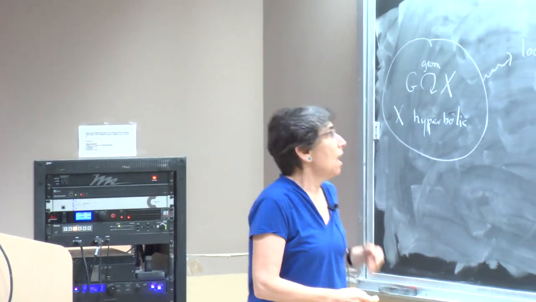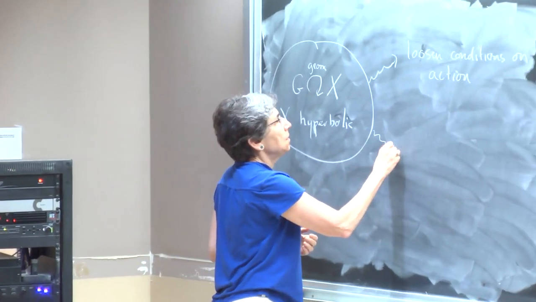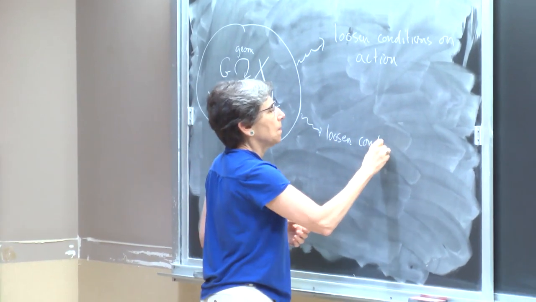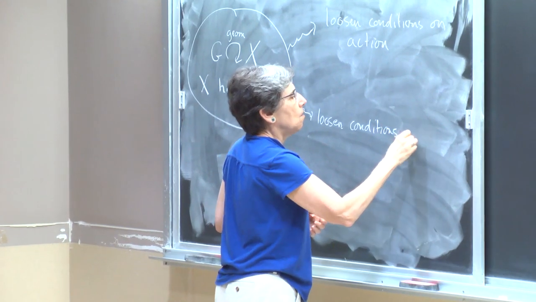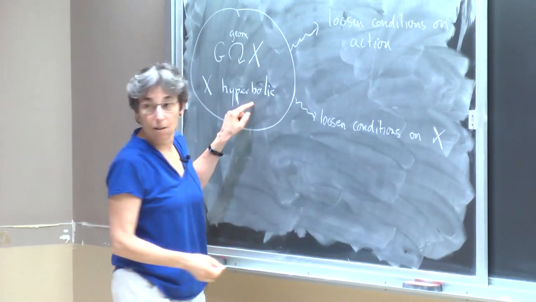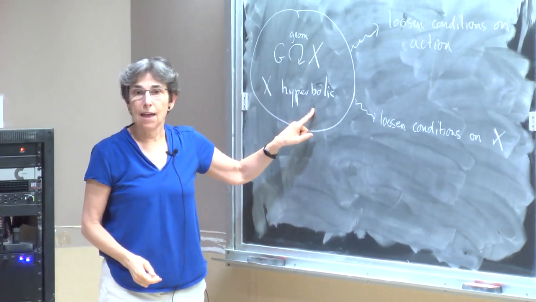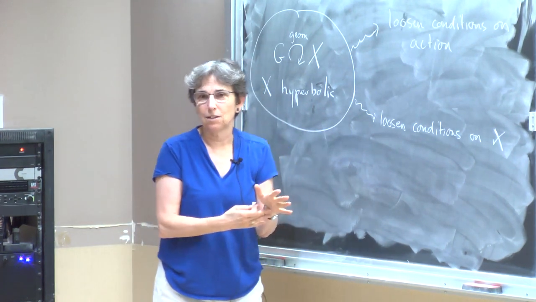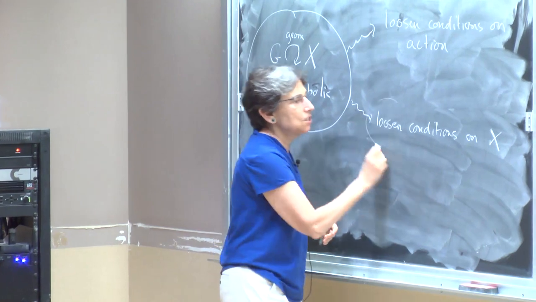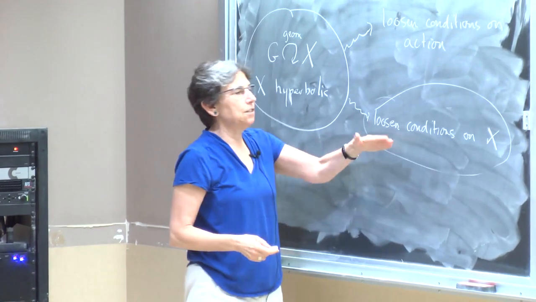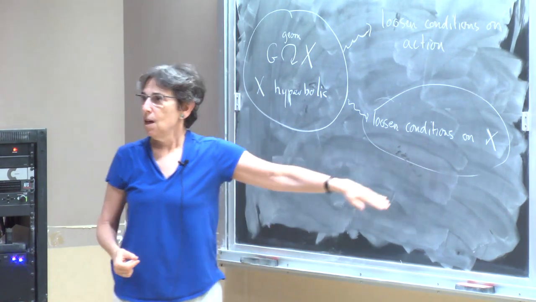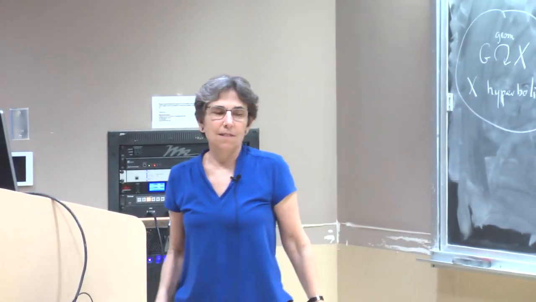All right. The other thing we could do is loosen conditions on the space X, on this hyperbolicity. All right. And that's what I want to talk about today, because that's an area I've been working on. So I want to talk about some of the kinds of things we can do in this direction and what we can get out of it. All right? Okay. So the idea.